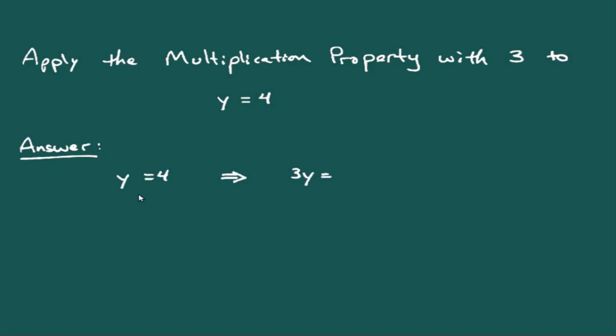And then, if that's true, then what's going to happen is I'm going to multiply by 3 on both sides, and that equality is maintained. So 3 times y is going to be equal to 3 times 4. From there, I can actually evaluate the 3 times 4. And so what the final answer ends up looking like is just this: 3y is equal to 12. And so there's what I get whenever I apply the multiplication property with 3 to the expression y is equal to 4.